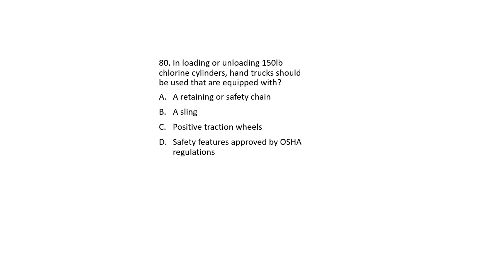In loading or unloading 150-pound chlorine cylinders, hand trucks should be used that are equipped with a retaining or safety chain, a sling, positive traction wheels, or safety features approved by OSHA regulations. That's going to be a retaining or safety chain. Don't want the tank to fall off while you're moving.